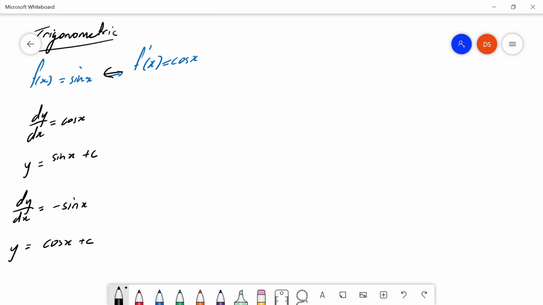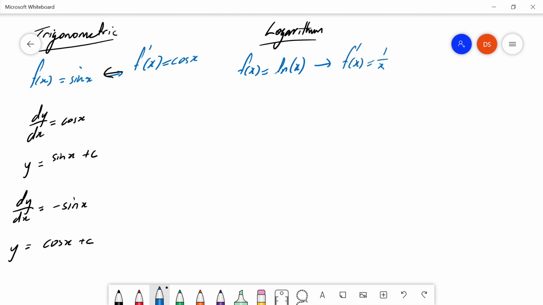And then consider logarithms. Logarithms were really exciting because we were able to differentiate them to nice functions. So ln of x differentiated to 1 over x. And that was really exciting for us. So let's try this backwards. If dy by dx was equal to 1 over x, y is ln x plus c. Remember, c is very important. You know, every question will need us to do plus c.